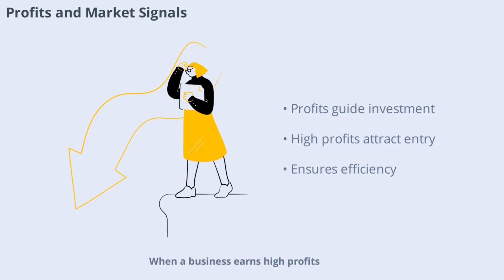When a business earns high profits, it attracts more investment and encourages others to enter the market. If profits fall, resources shift elsewhere. This process helps ensure that goods and services are produced efficiently and meet consumer needs.